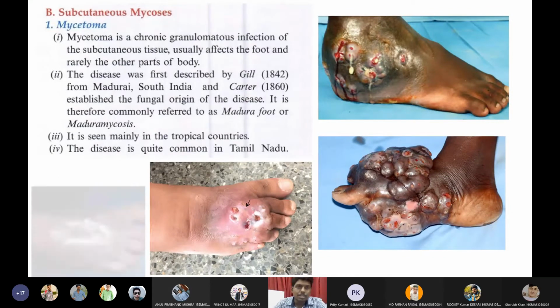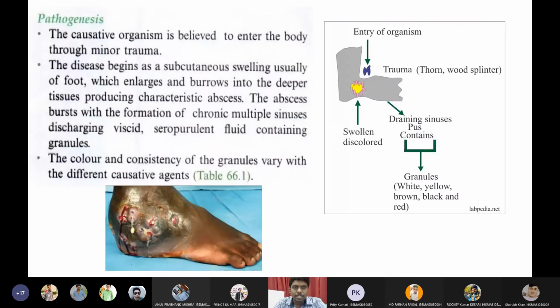If you see the pathogenesis of mycetoma, it starts with a minor cut in the skin. Through this minor cut, the fungal spores will land in the cut. Then it will cause a localized swelling. Upon localized swelling, it will enlarge. It will make a tumor. From this enlarged area, the fungus will start digging deep into the tissue. It will start burrowing deep into the tissue, resulting in formation of abscess.